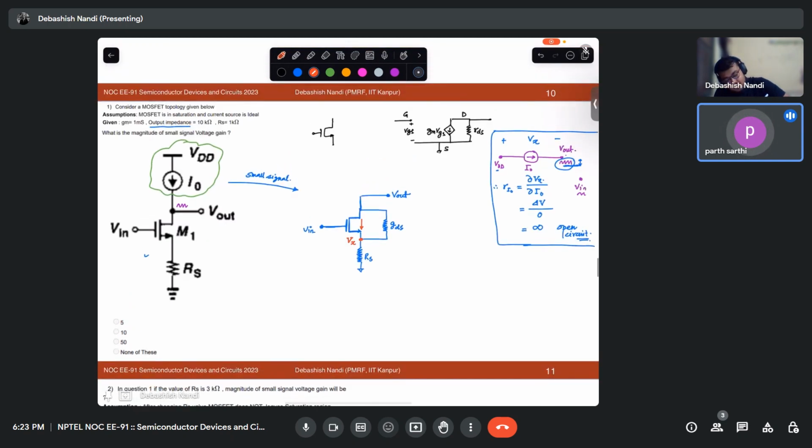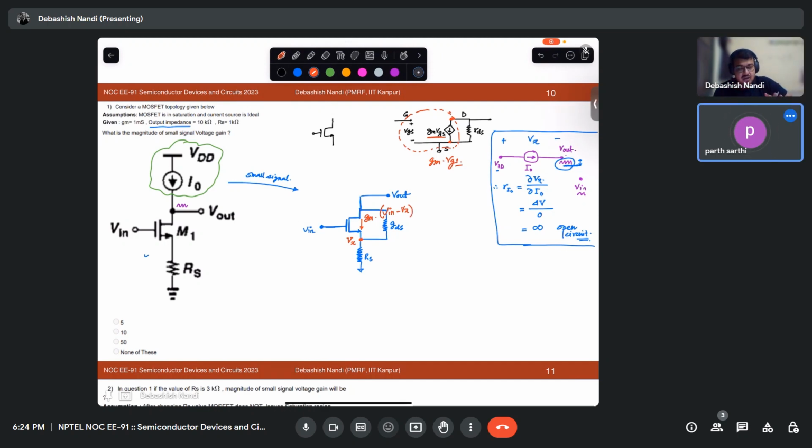Vx times GDS. Why will it be GDS? This is the part you are familiar with. Between drain and source of the MOSFET, what is the current? It is gm times VGS. So what should this current be? This current should be gm times (V in minus Vx).